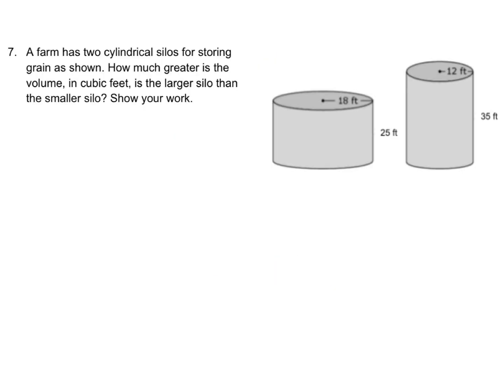A farm has 2 cylinder-shaped silos for storing grain as shown. How much greater is the volume in cubic feet of the larger silo compared to the small one, and show your work. So let's show our work. For both cylinders, we're going to use pi r squared times h. So I'm going to be doing this twice.